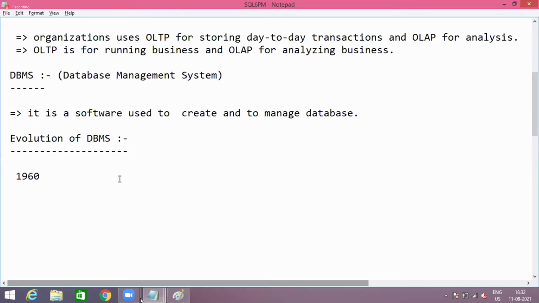So you can go and search the evolution of telecommunication. Initially, what systems were used for communication? Next what? Next what? That is the evolution of telecommunication. So here it is the evolution of DBMS.